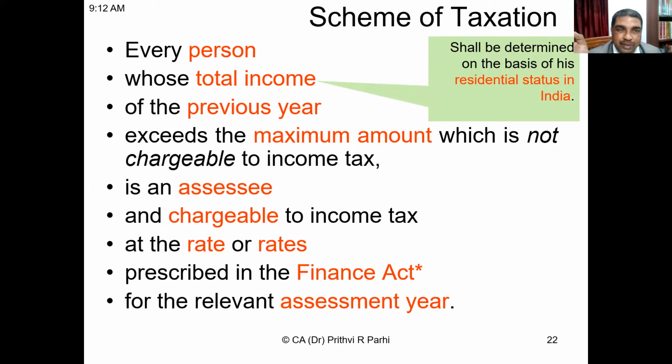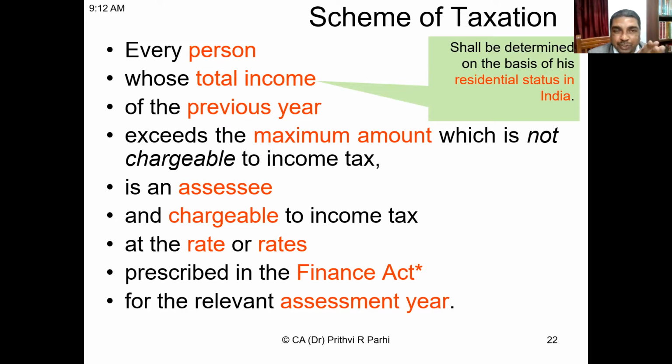So one thing we have understood is that every person's total income is taxable, subject to some conditions, but the total income is not the same. That is, my total income may not be the same as your total income, even if both of us have received the same cash flows, because my residential status may be different from your residential status.